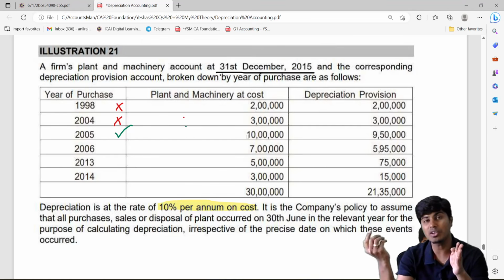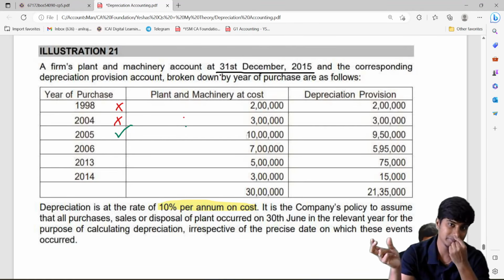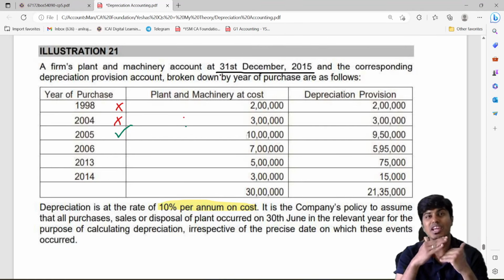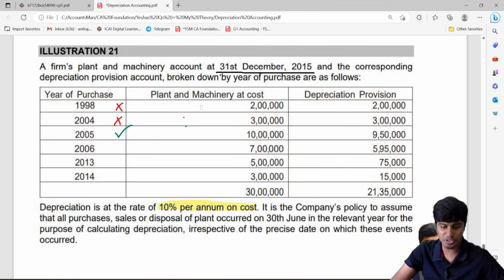And in the 10th year, we cannot provide entire year depreciation. We need to provide only half a year depreciation. The reason is that half a year is already provided in year 1. So 9.5 years of depreciation is done. Now we need to provide for 0.5 years of depreciation to close this asset. That's the thing that you should remember.